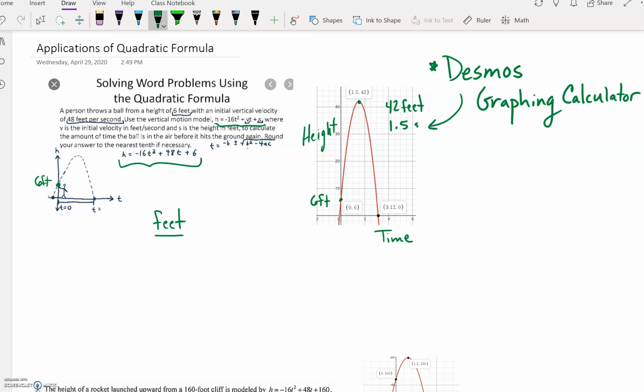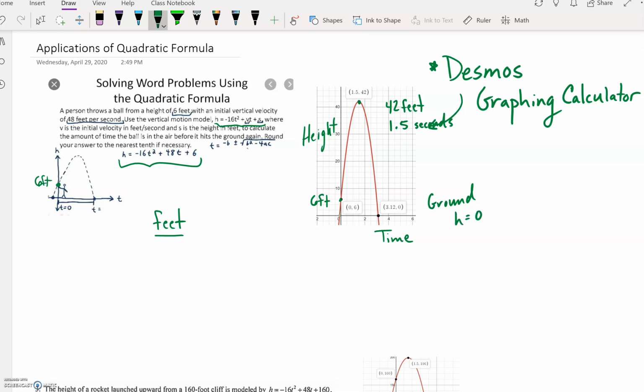Because we're doing feet per second. A little overlap there with my arrow. Okay, so that's what our vertex represents. And then anytime we're talking about hitting the ground, it is always going to be a height equal to 0.